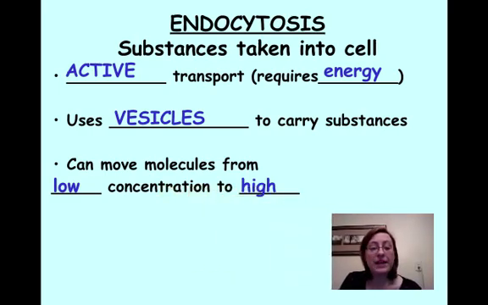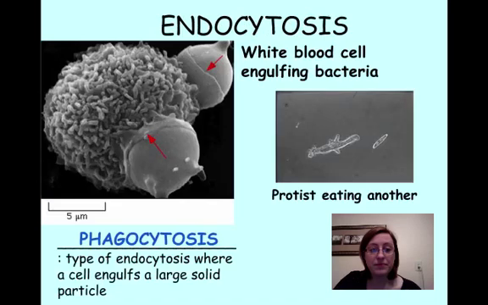Okay, endocytosis, we're going to require energy. It's going to use vesicles, and we're moving from a low to a high concentration. This happens when we are taking in the bad guys. So your immune system is full of white blood cells, and their job is to eat foreign invaders like bacteria.